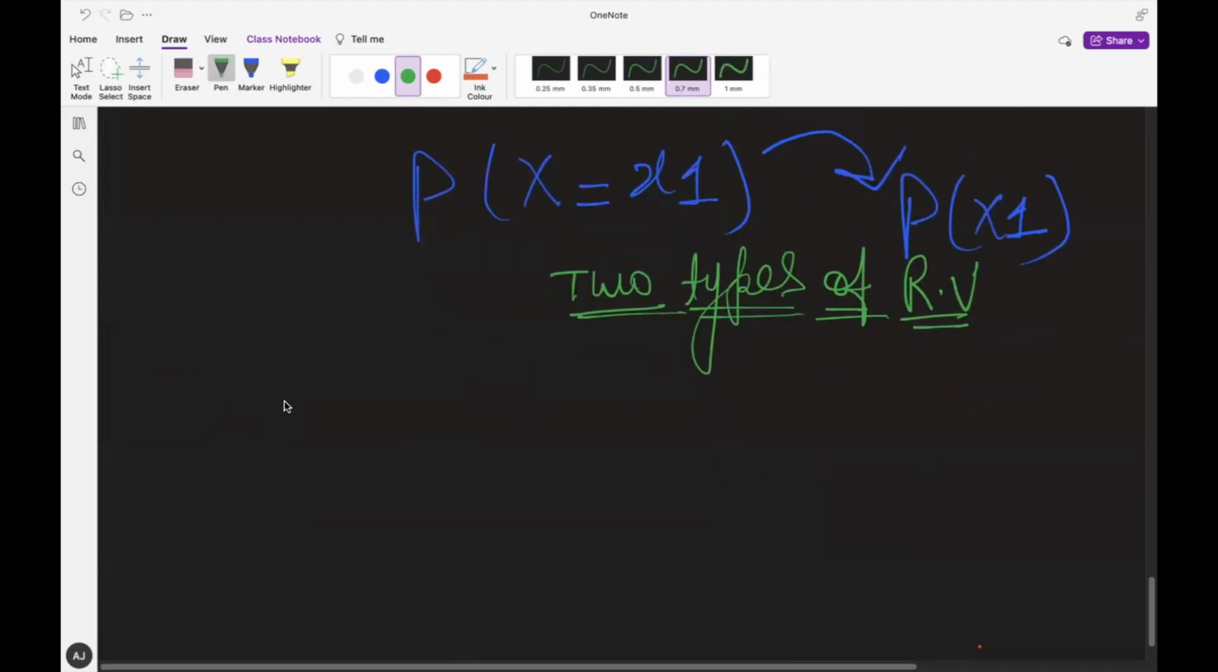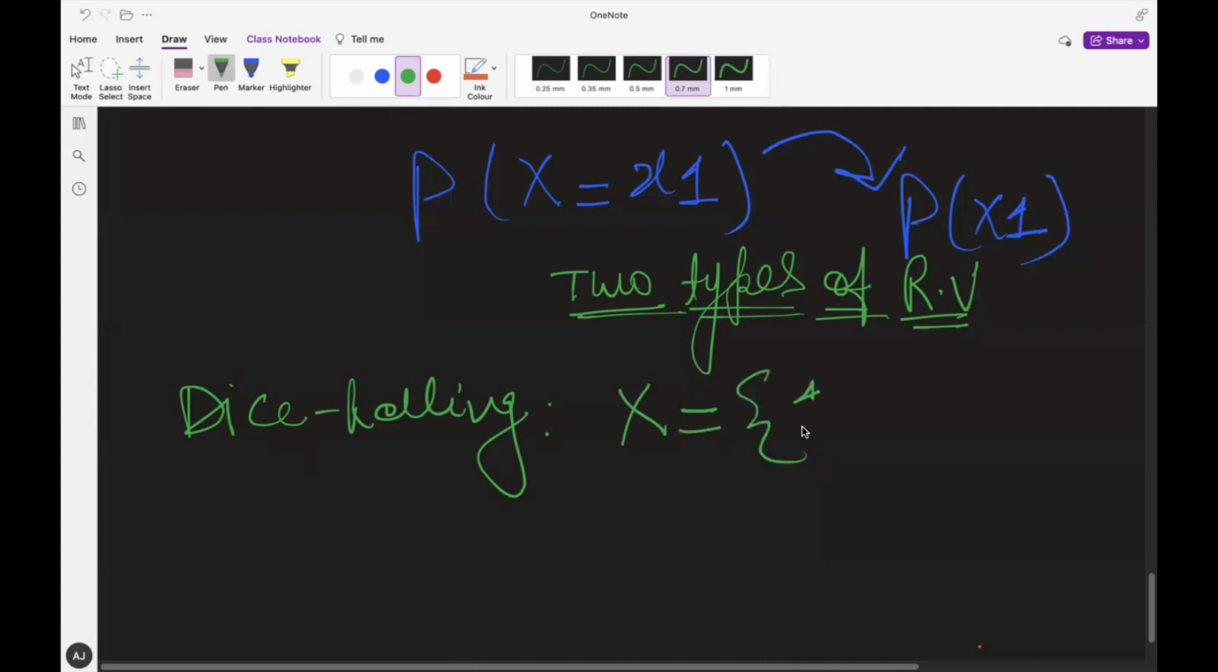Now let's understand 2 types of random variables. First, take the example of dice rolling. Let's assume X is your dice rolling, and X is the outcome of rolling a dice. So I know 1, 2, 3, 4, 5, and 6. These are the outcomes of rolling a dice. It means it can take any one of the 6 values.